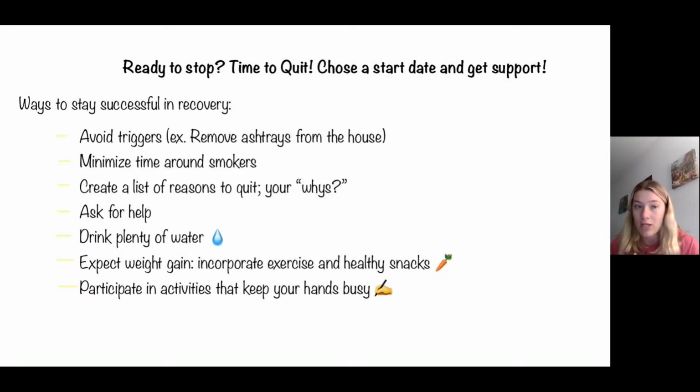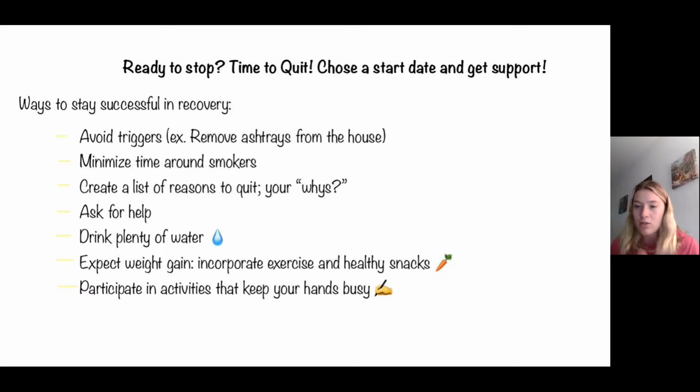So, of course, avoiding triggers, remove ashtrays from the house, minimize your time around smokers, create your why list. Why am I going to stop? And it's going to be tailored to the individual. Maybe the patient has a wife and children, and they want to be able to play with their kids, etc. Asking for help is a big one. It is incredibly hard to do this alone. There's plenty of support groups, Facebook pages, etc., dedicated to helping with this.